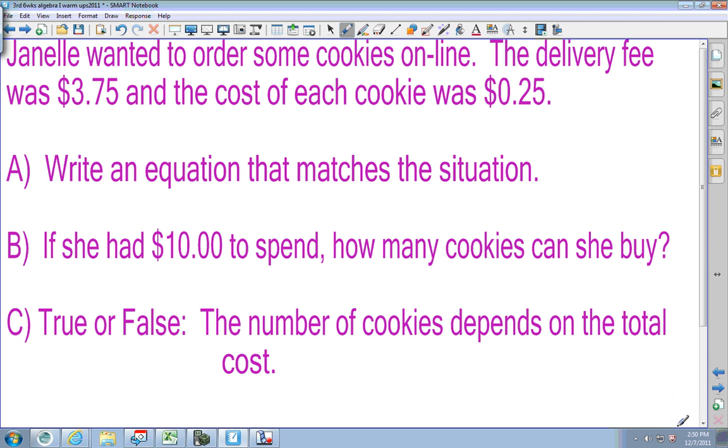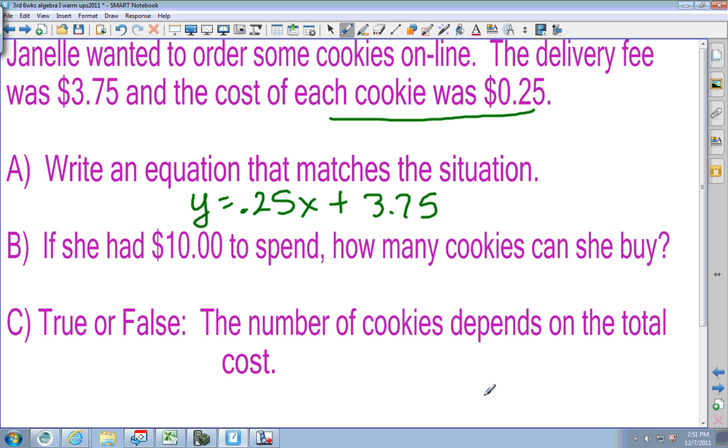Here's the next one. See if you can pause that video and find out this one. Janelle wanted to order some cookies online. The delivery fee was $3.75 and the cost of each cookie was 25 cents. Write an equation that matches the situation. Okay, each cookie was 25 cents. That's going to be my coefficient. y equals 0.25x plus my constant, my one-time charge, is $3.75.